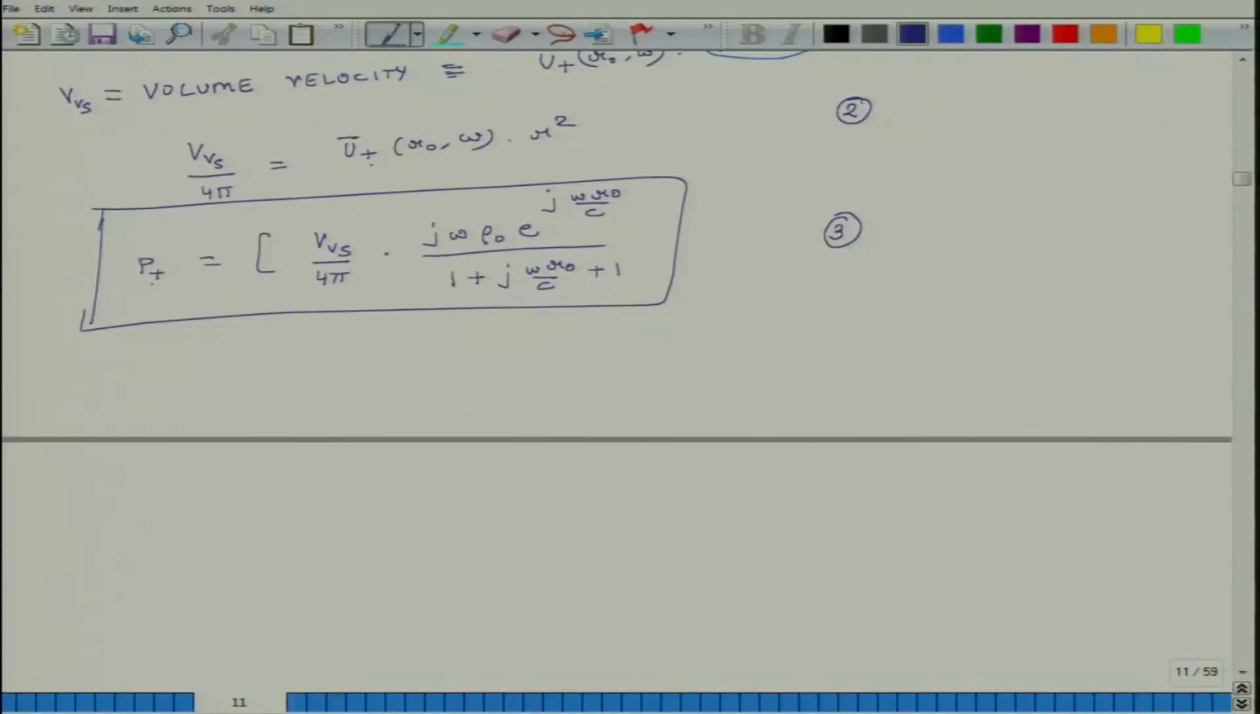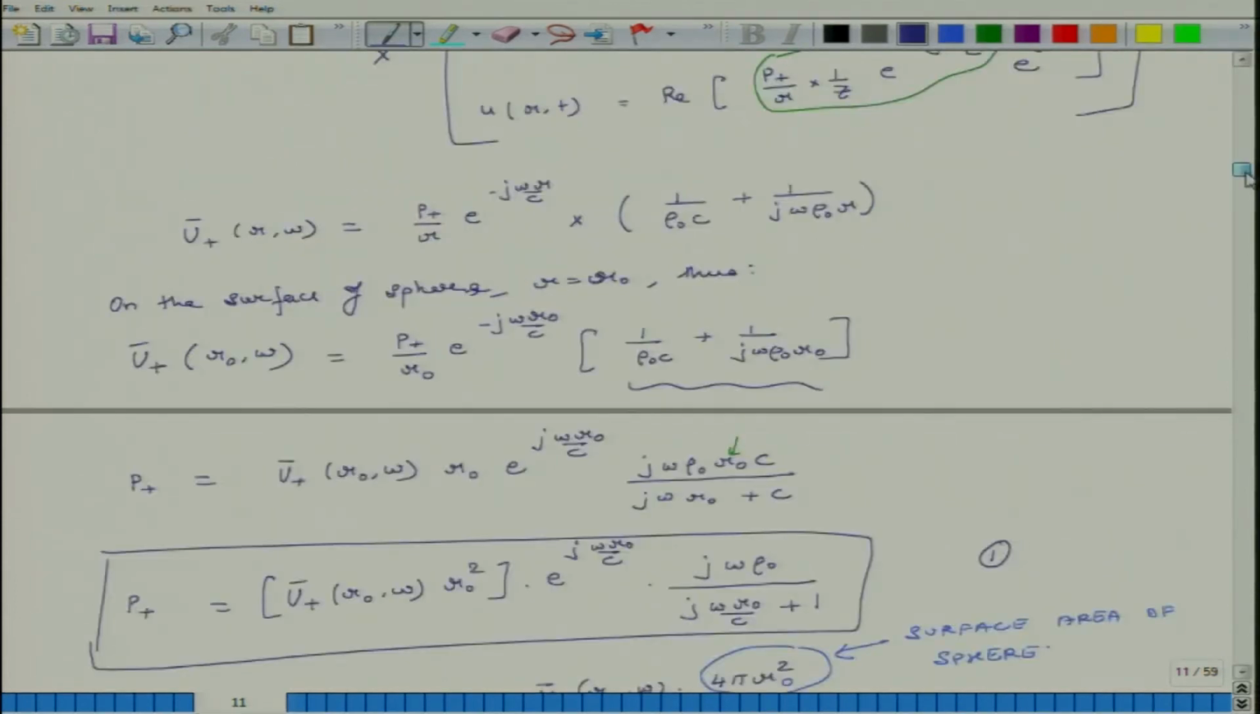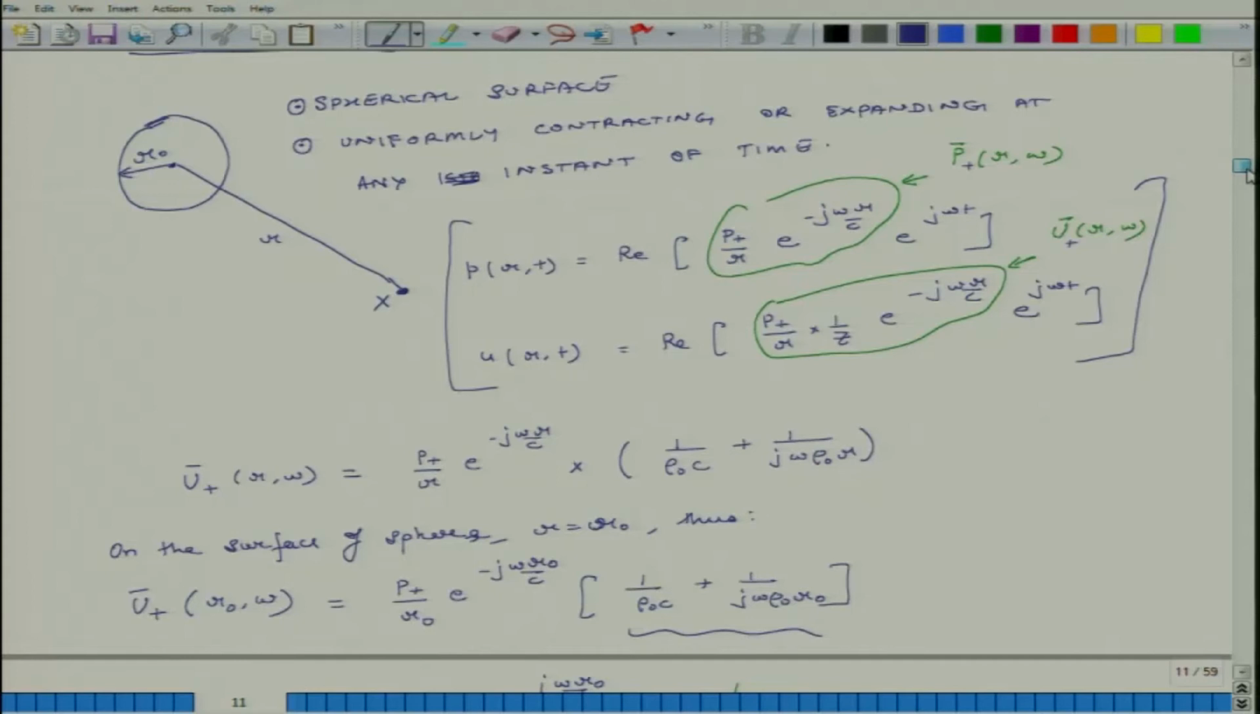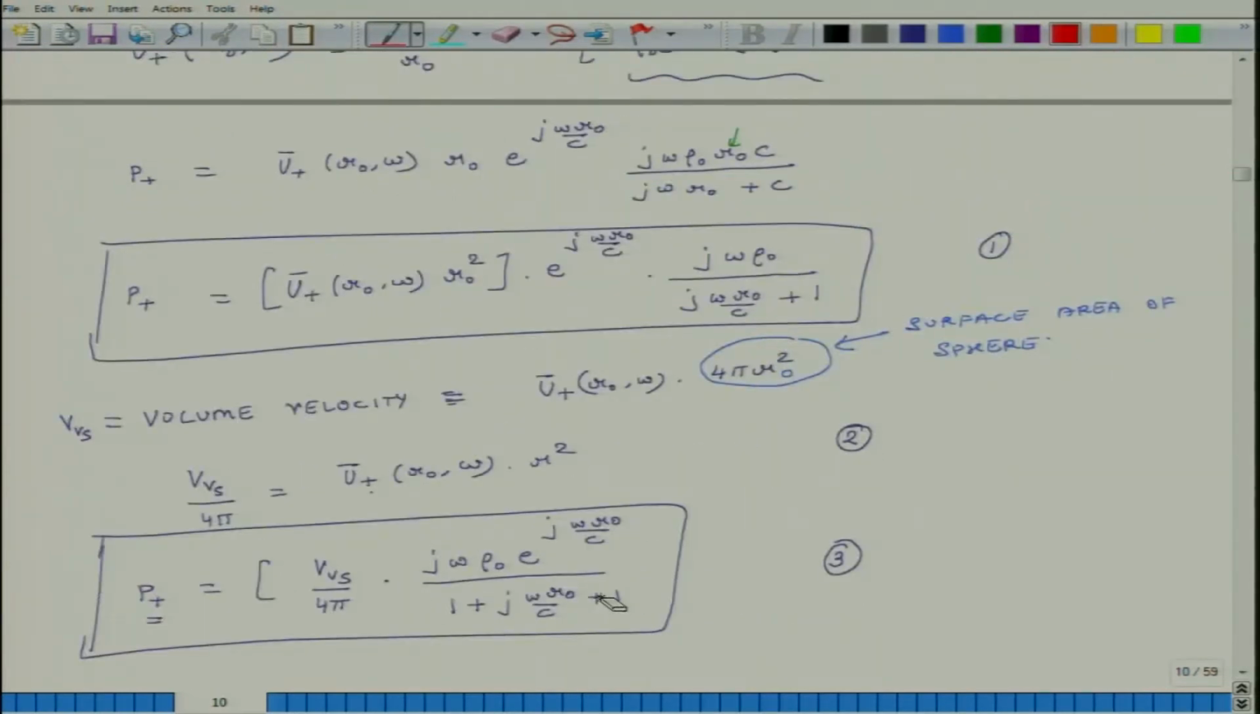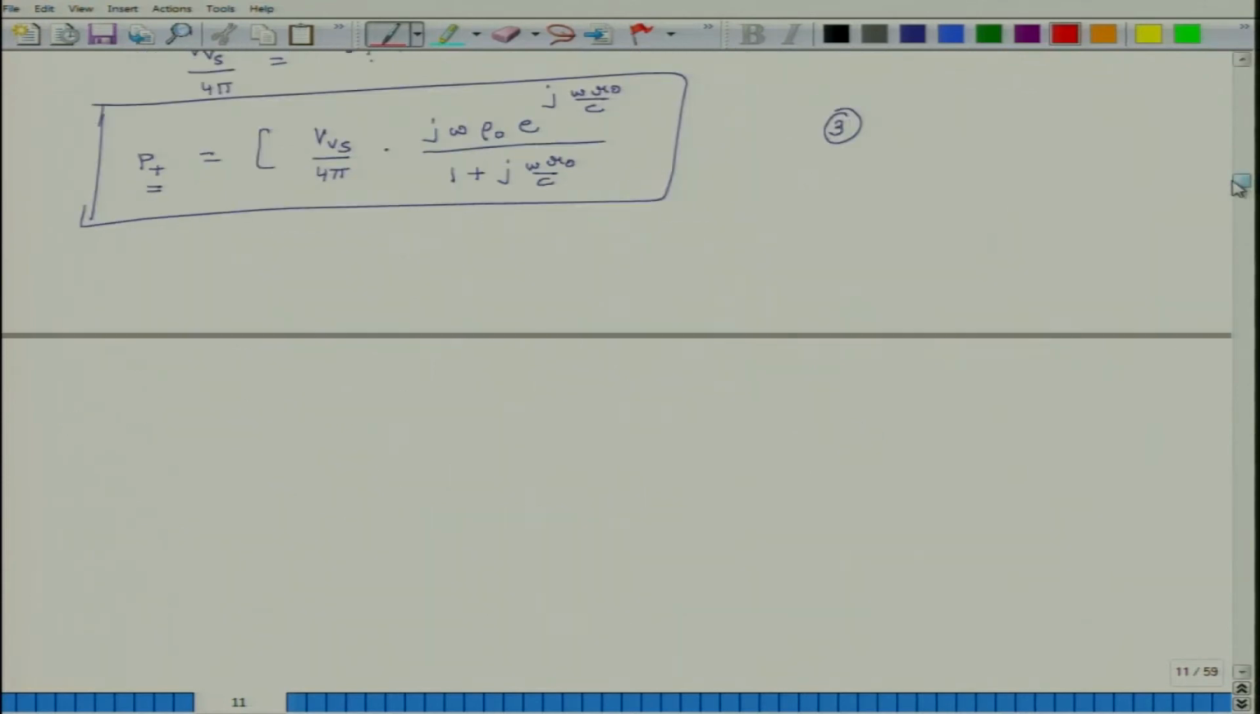What I will do is I will now use this expression for P plus and plug it back into our original equation, which is this one, because ultimately I am interested in finding out pressure as a function of time and position. So, here I am going to plug the value of P plus in this equation. So, eventually what I am getting is the expression for pressure at any position.